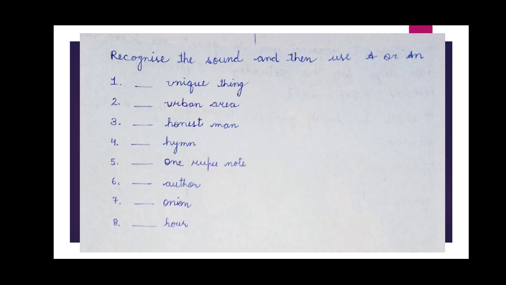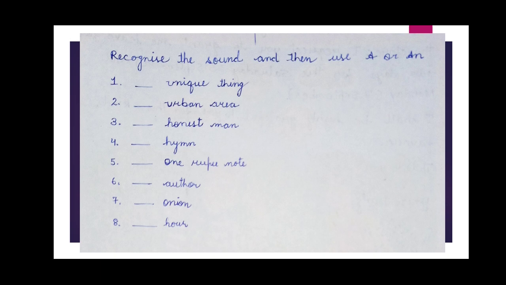And next, number 5, 1 rupee note. The first sound is w. Number 6, author. Author means writer. So just imagine what would come here. Number 7, onion. And number 8, hour. H is again silent here. So now again you have to think what would come here.